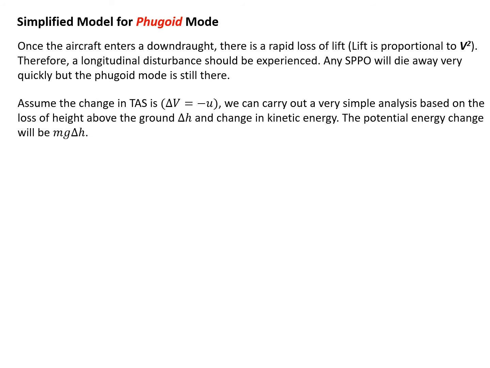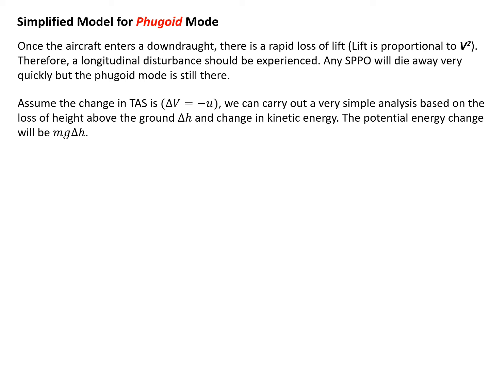Okay, so assume the change in true airspeed is delta V, or minus U. U is all in here. We assume U is positive, that's why we add a negative sign there. So the true airspeed is decreasing because the aircraft is flying from headwind to tailwind.